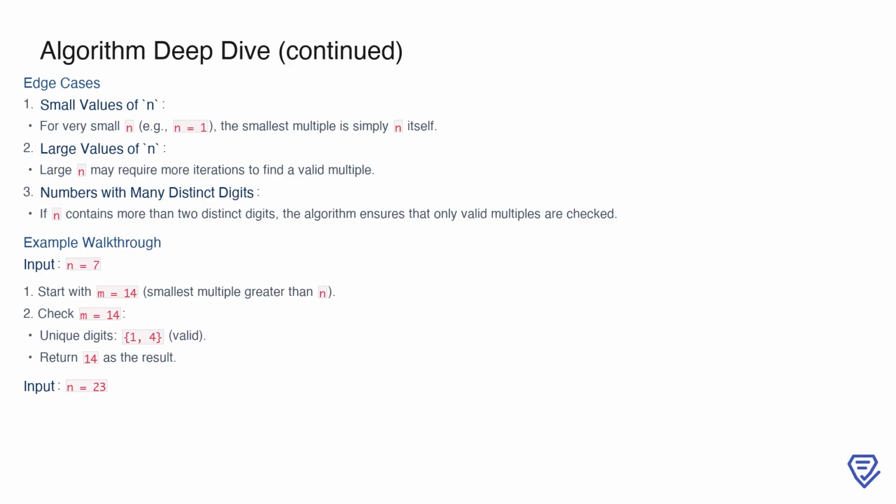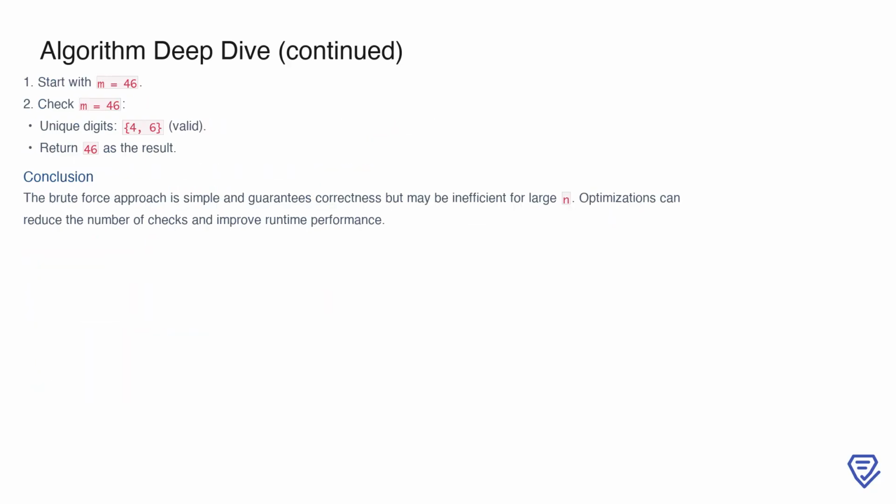For example, if n equals 7, we start with m equal to 14, the smallest multiple greater than n. Checking 14, we find its unique digits are 1 and 4, which are valid, so 14 becomes our result. For another example, if n equals 23, we begin with m equal to 46, the smallest multiple of n greater than n itself. Checking 46, we find its unique digits are 4 and 6, which satisfy the condition, so 46 is returned as the result.